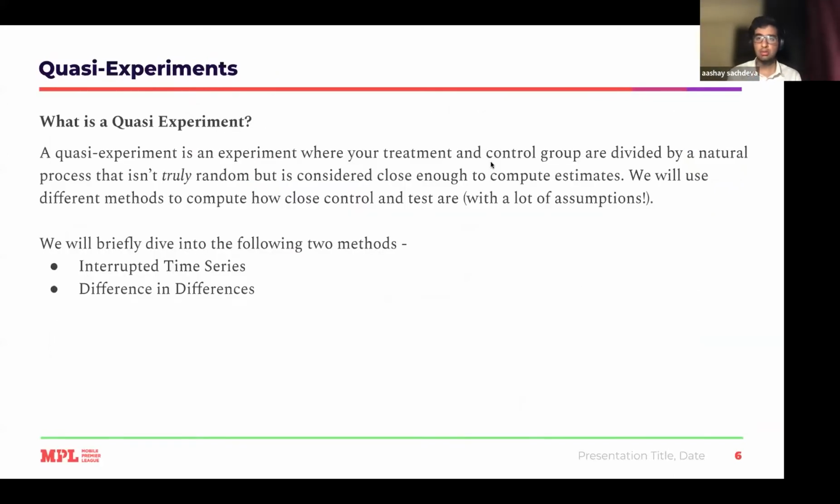Now coming to quasi experiments. Quasi experiments are experiments in which we cannot truly randomize the control and test group, but we use different methods such that we can bridge the gap between the test and control. And in some cases, there will not be a control at all, and we will still try to measure how the metrics are doing after the interventions that we have made.